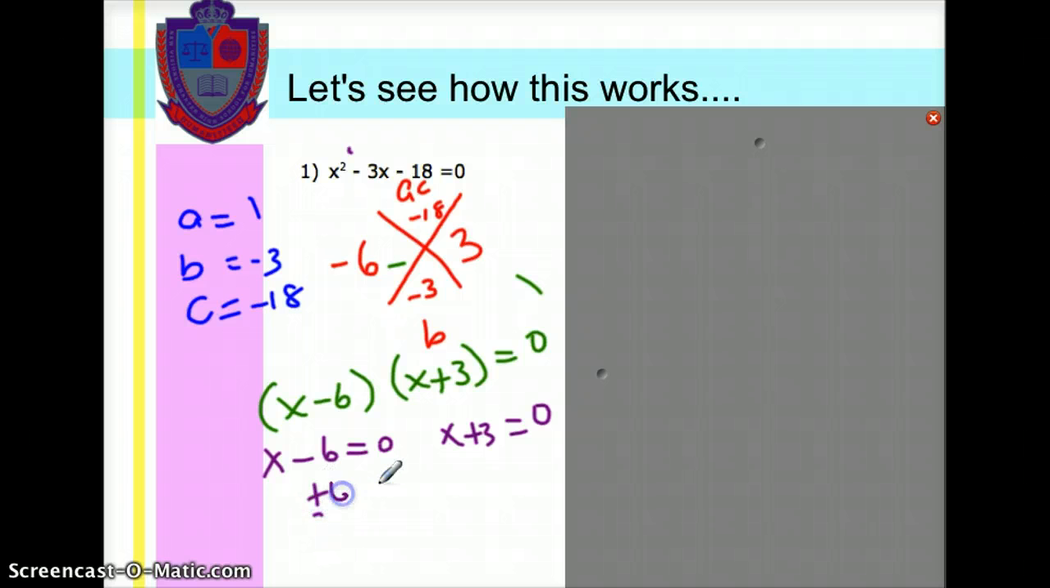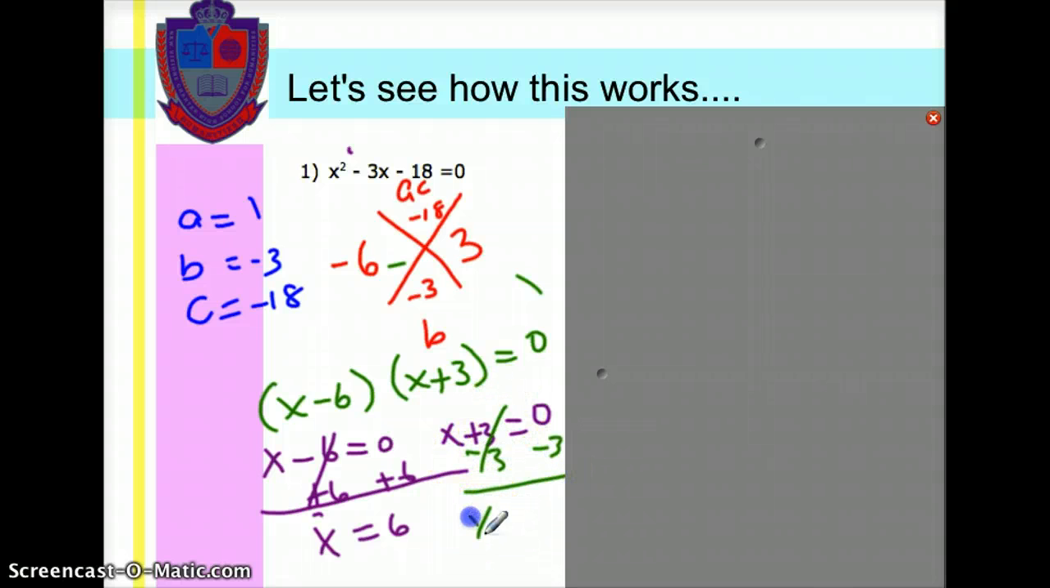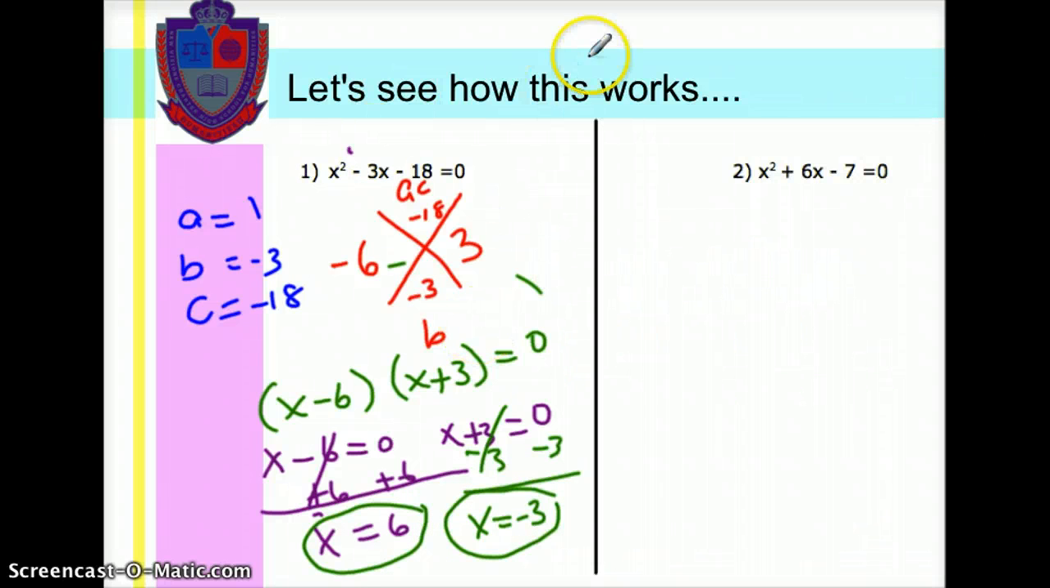So add 6 on both sides. The 6's cancel. x is equal to 6. Here, if I go ahead and solve this, I would subtract 3 on both sides. The 3's cancel. x would be equal to -3. And here are my two solutions to this quadratic. These are actually where the graph crosses the x-axis. Perfect.